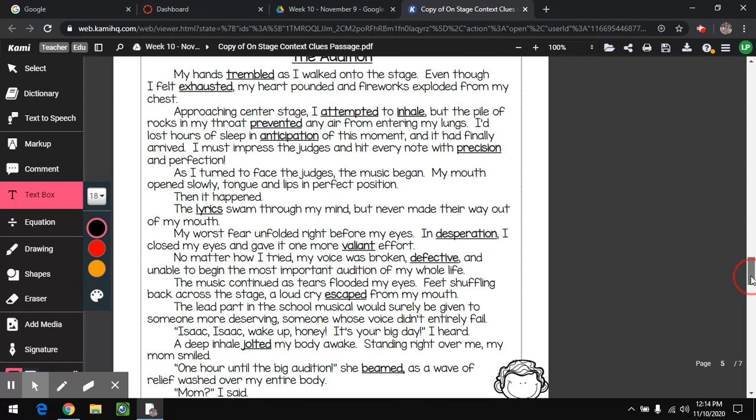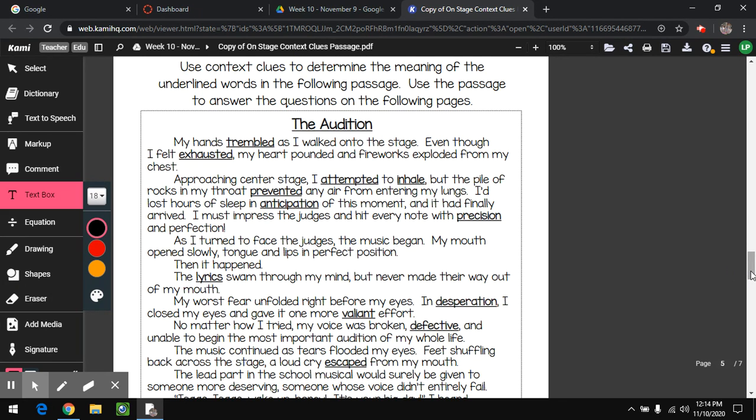So let's look at the first paragraph. This is called the audition. What we're going to do is read the paragraphs. We're going to then go back and look at the underlined words, and we're going to write a synonym for the word above it.